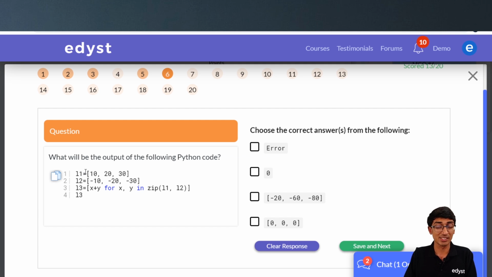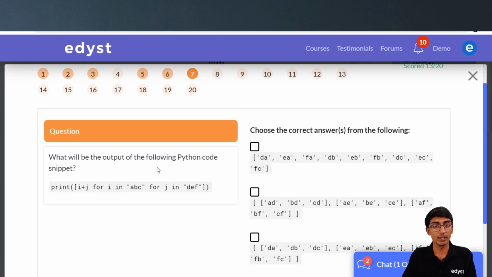Okay, this is again zip. As you all know, we were discussing about zip last time. Zip basically what it will do is it will create L1 comma L2, right? So it's going to create 10 comma minus 10, 20 comma minus 20, 30 comma minus 30. So x plus y for x comma y in this. So basically it's going to create a tuple 10 comma minus 10, 20 comma minus 20, 30 comma minus 30, and for each tuple you're supposed to add the values. So because they are all positive negative values, it will become 0 comma 0 comma 0, because this finally will become a list, right? So 10 plus minus 10, 20 plus minus 20, 30 plus minus 30.